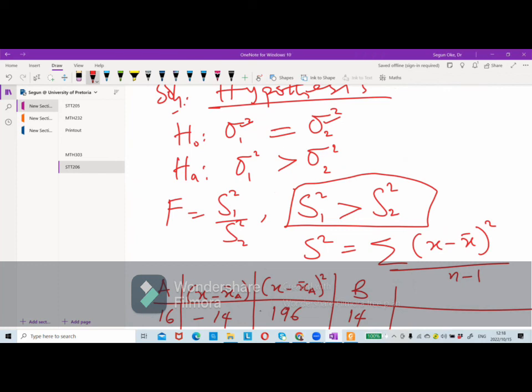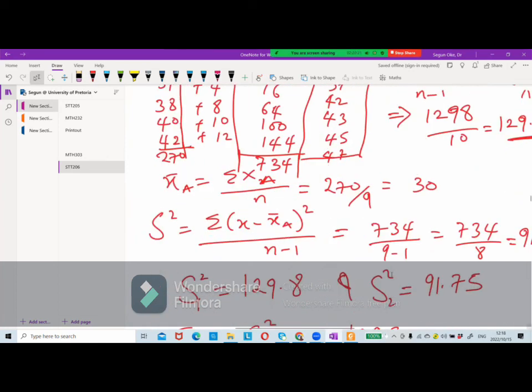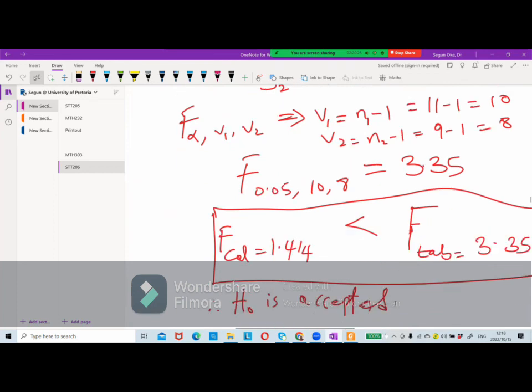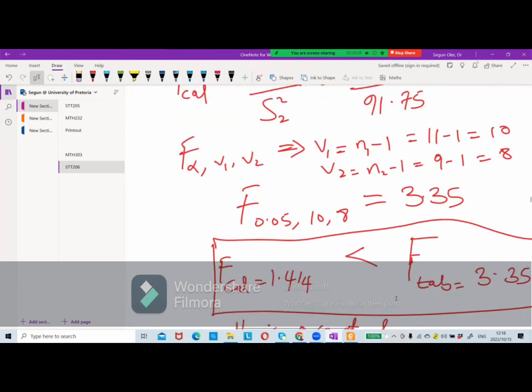If it is the other way around, that means we will say there is a difference between the variances. But in this case, the variances are the same. Thank you so much. Any question?